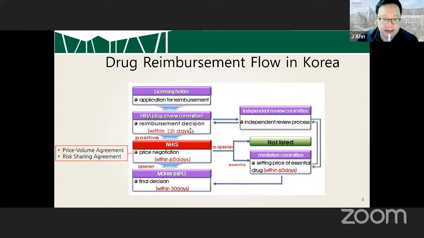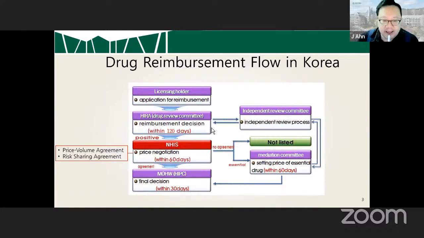So the companies are complaining the process is too lengthy, but actually the legal time frame is only 120 days, because it only starts after HIRA recognizes the submitted dossier is complete. If they get a positive recommendation, it goes to our payer, NHIS, for the price negotiation, including all kinds of legal contract, such as a price volume agreement, risk sharing agreement, and some others. And then if they successfully finish the negotiation, it is finalized at the ministry's Supreme Committee.